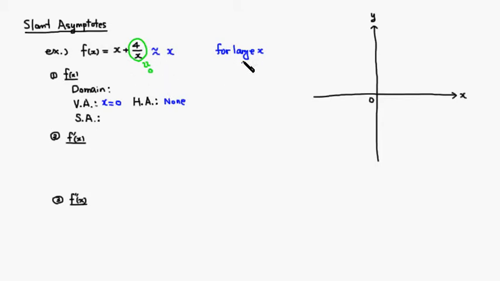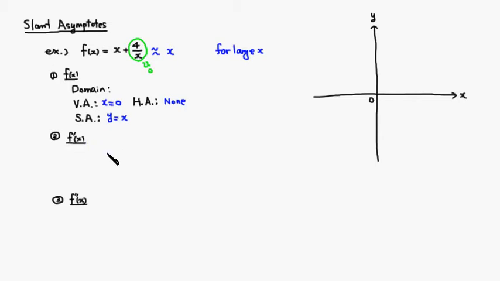So for a large x value, the original function behaves just like y equals x, and that is called a slant asymptote or oblique asymptote. So y equals x is going to be the slant asymptote. Alright, so let's go ahead and sketch the picture using the technique we just learned in the previous video.